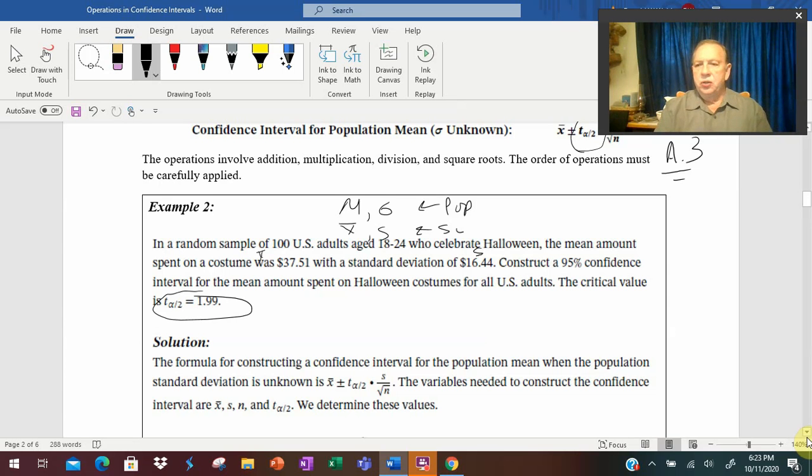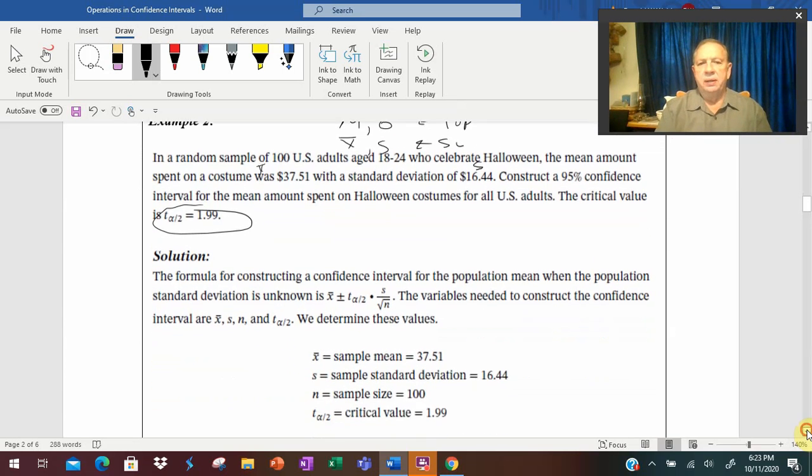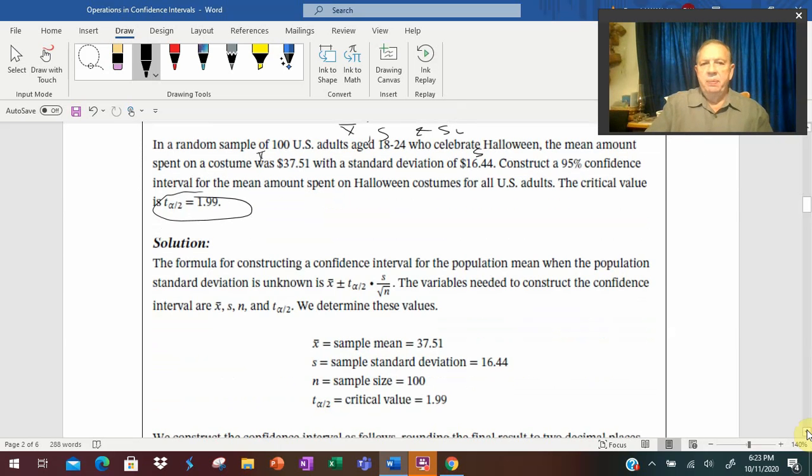So for the solution, I go back to my formula. I know I'm building a confidence interval. It says to construct a 95% confidence interval. That number helps generate this critical value. And with the student's t, I also need to know the sample size. So the confidence interval is x bar plus or minus t alpha over 2 times s over the square root of n. This tells me what I need to do. I need x bar, t alpha over 2, s, and a sample size.